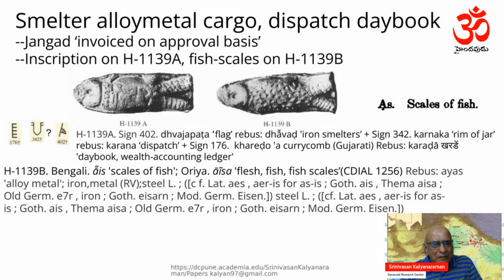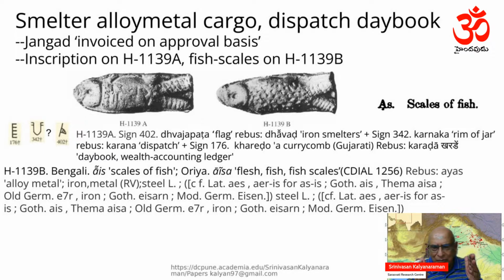Now see the components of the inscription, the text script inscription of the fish scales of H1139. It's very difficult to read; legibility is very unclear. You can make a guess about the signs. One reading is that the flag indicates Rajapata, TIWAT, iron smelter.